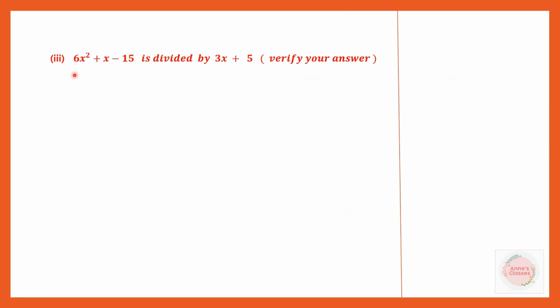Question 3, we have to find the quotient and remainder when this polynomial is divided by this binomial. Here also we have to verify our answer. So we have our division here. So let's begin the division.